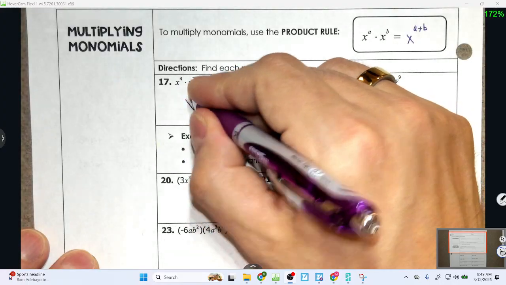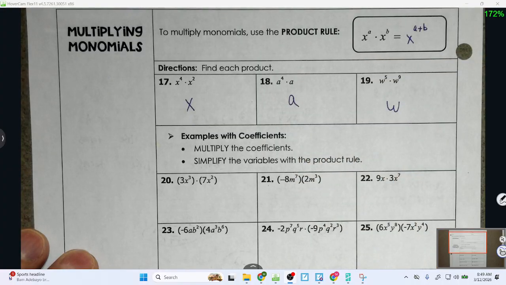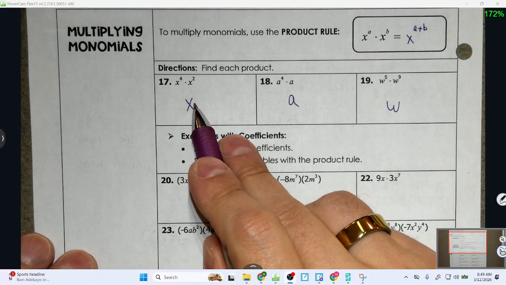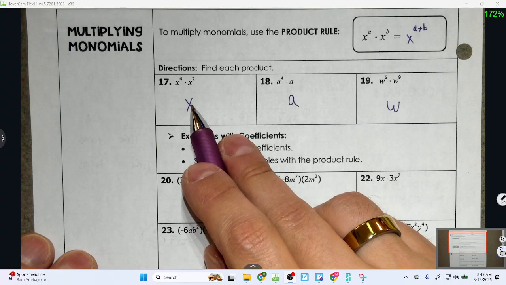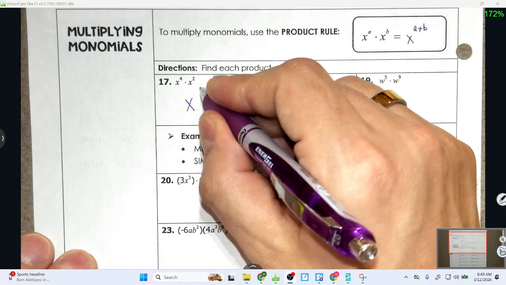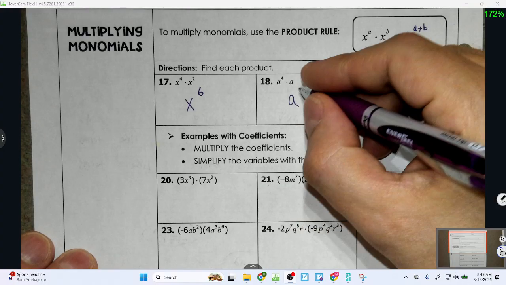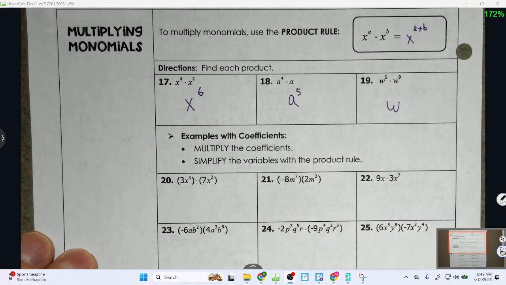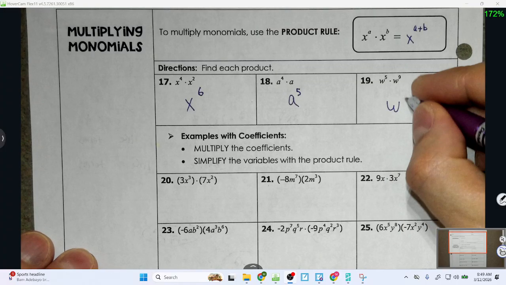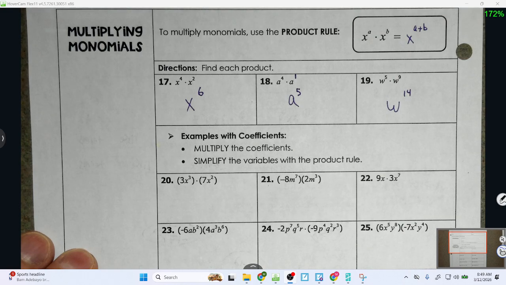So this is x to the power of what? This is a to the power of what? This is w to the power of what? What power is this x to? You can just shout it out. X to the? Nice. A to the 5th. W to the 14th. Now the only thing is that you have to remember there's a 1 on this a, right? Not everybody remembers that.